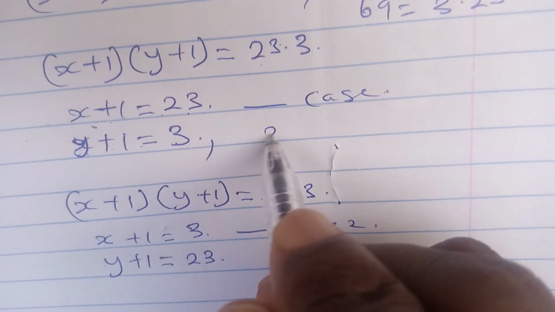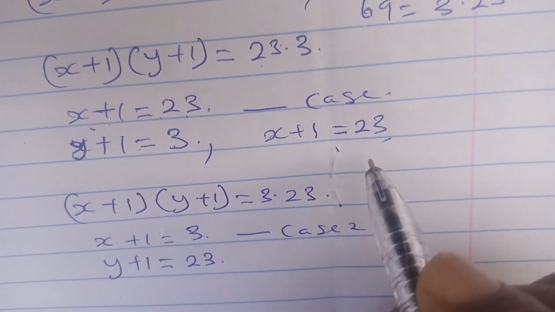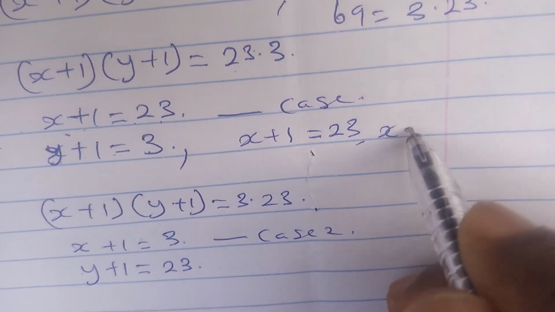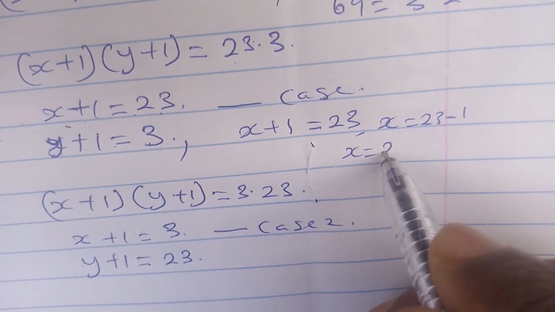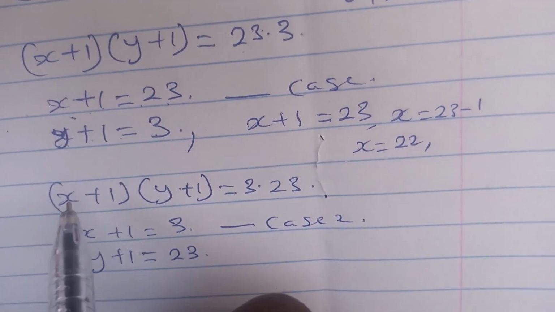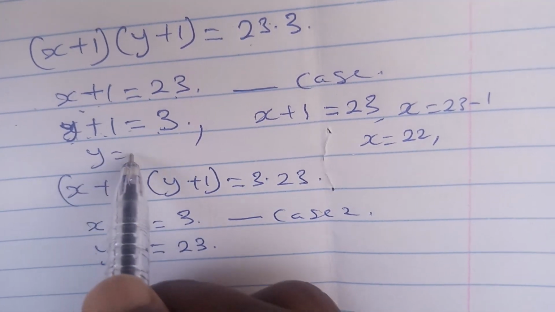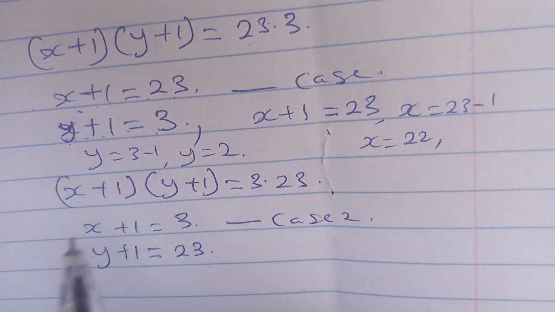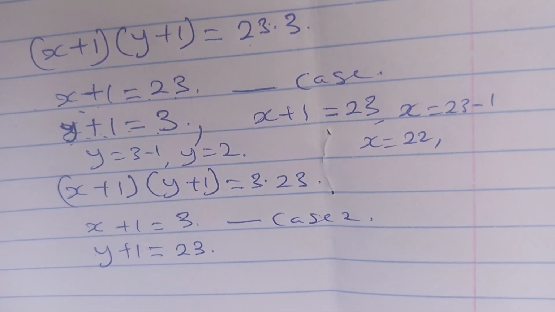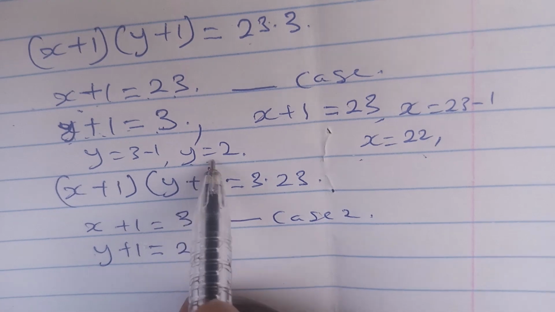If we solve for case 1, from here we can say x plus 1 is equal to 23. Therefore our x is equal to 23 minus 1, so x is equal to 22. And we said y plus 1 is equal to 3, so y is equal to 3 minus 1. Therefore y is equal to 2. In case 1, when x is equal to 22, y is equal to 2.